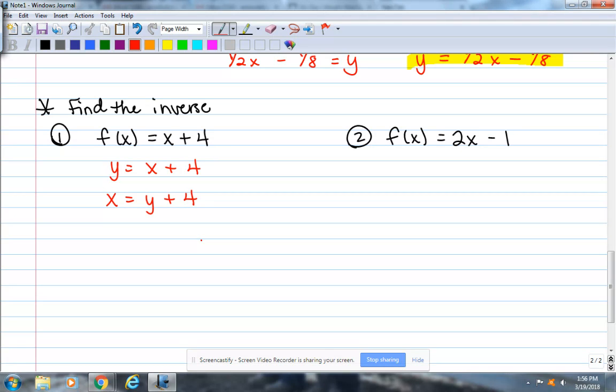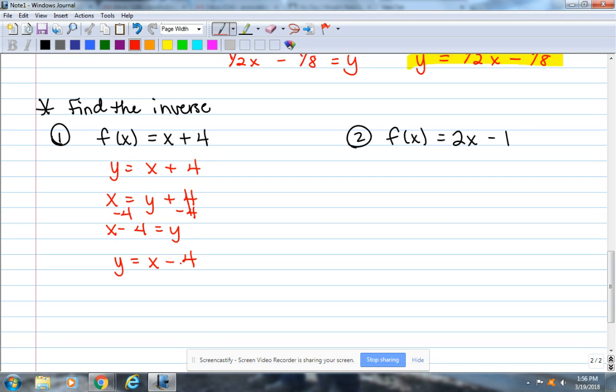And then what did you do to get y by itself? And that's all you had to do, isn't it? So x minus 4 equals y. And if you rewrite it, it's y equals x minus 4. Raise your hand if you got y equals 1x minus 4. Any questions about that one?